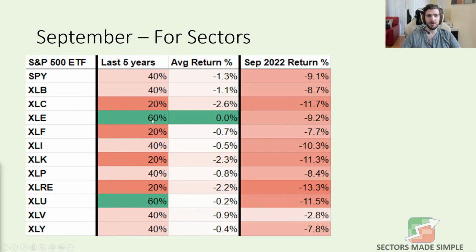And here we see just how different September of 2022 was compared to previous months. We only saw in the past 5 years, only 2 different ETFs had likelihoods of being positive above 50%. Energy and utilities. Energy got hit 9.2%. Utilities got hit 11.5%, and they were not alone. Almost every single sector in the S&P 500 took massive losses of almost 8% or more. The only one that didn't was healthcare.